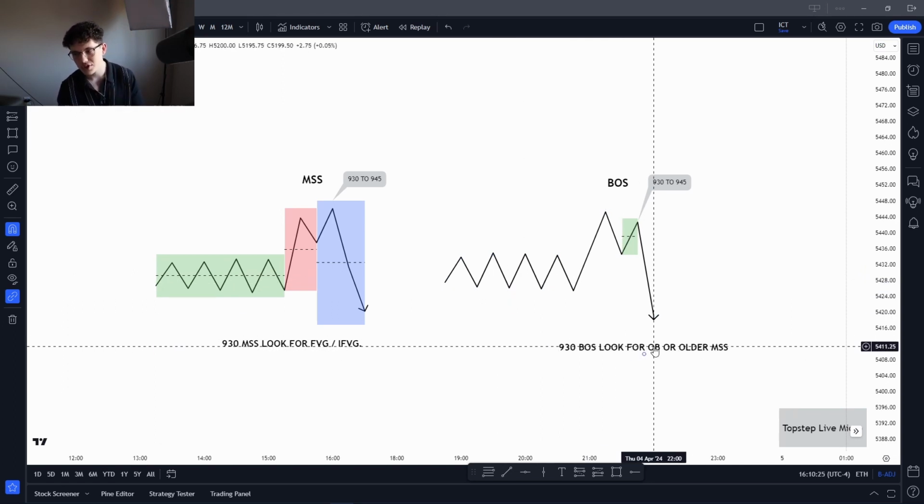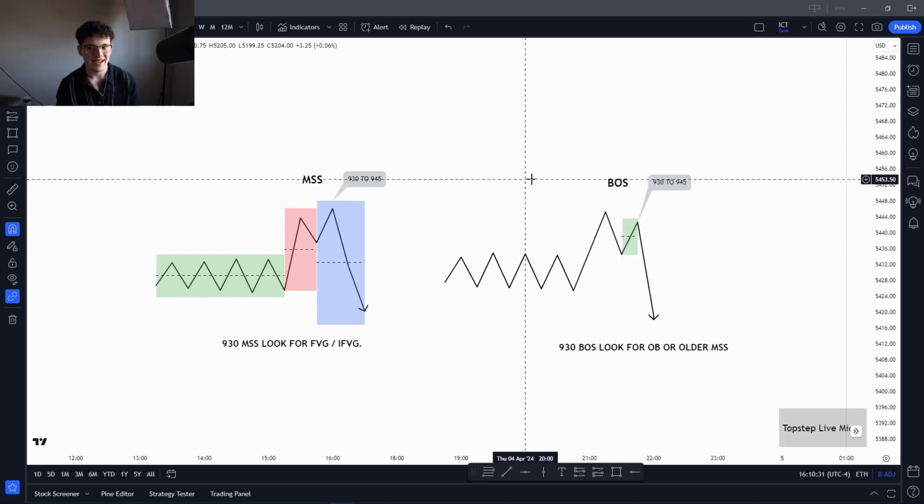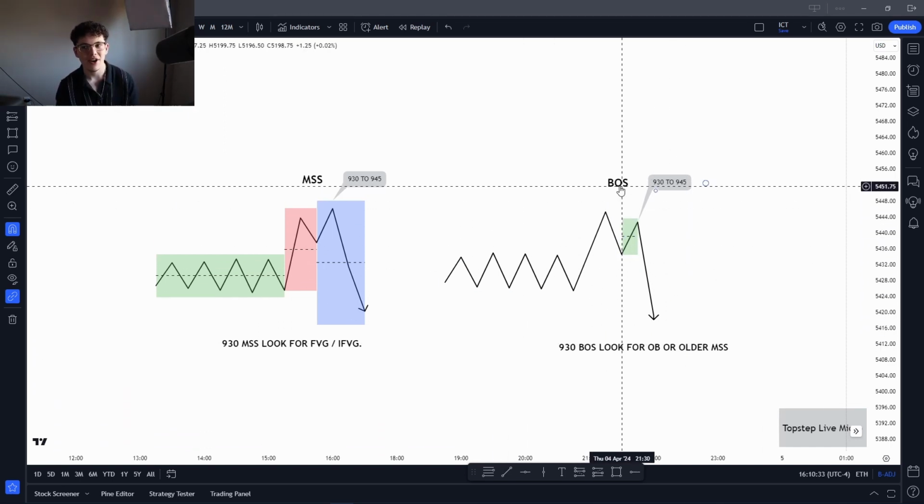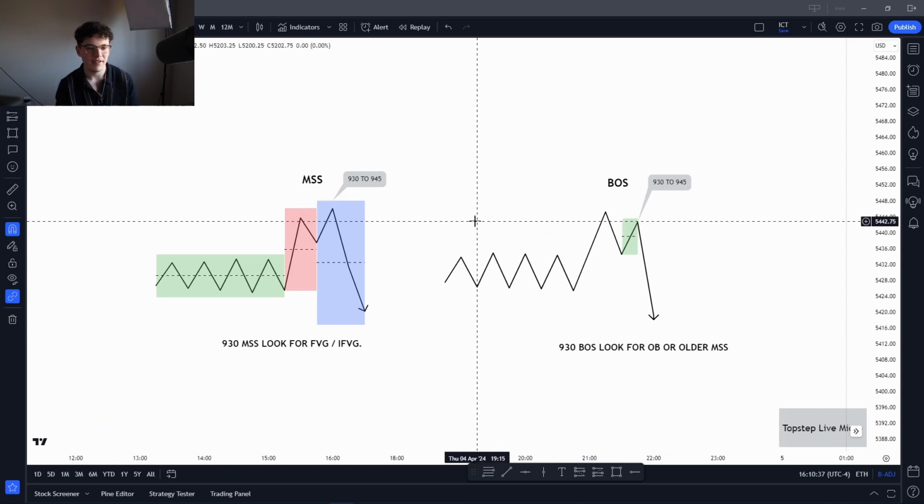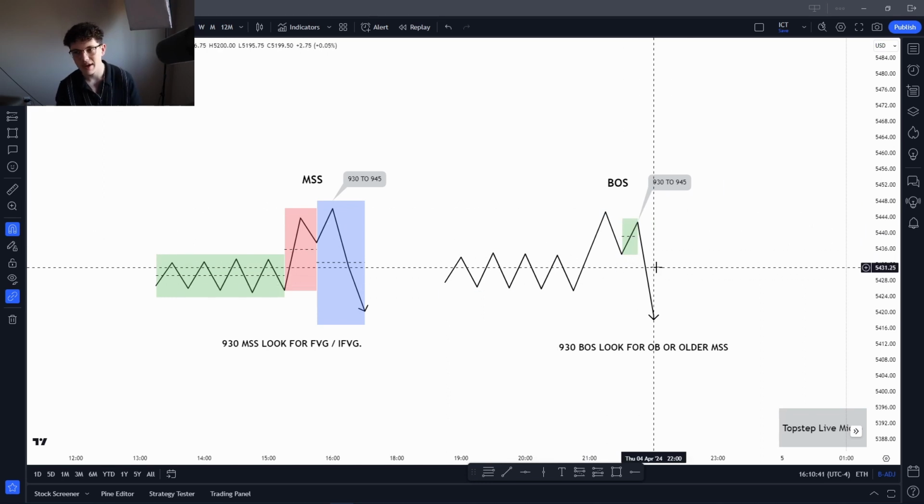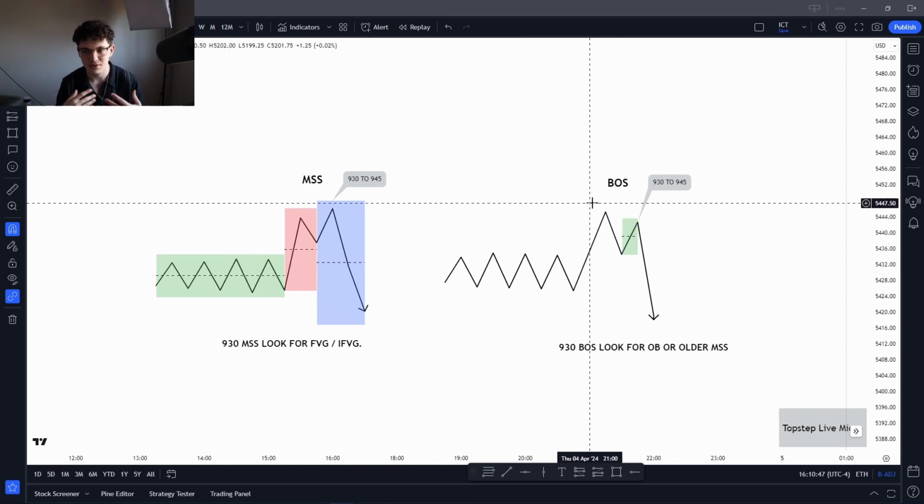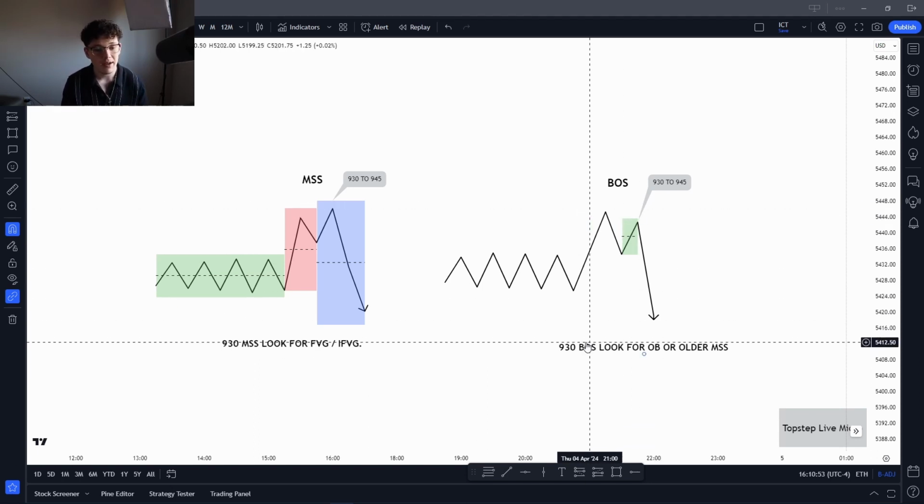9:30 break of structure. Look for order block or older market structure shifts. What I mean by older market structure shifts is a high and a low and a higher high, just being nested above that higher high from previous London session maybe, and then we displace lower and we create a market structure shift, a more wider market structure shift, not one that was just created. Ideally, I don't really like those. I like those if they're coupled with the break of structure order blocks, but again, both work.